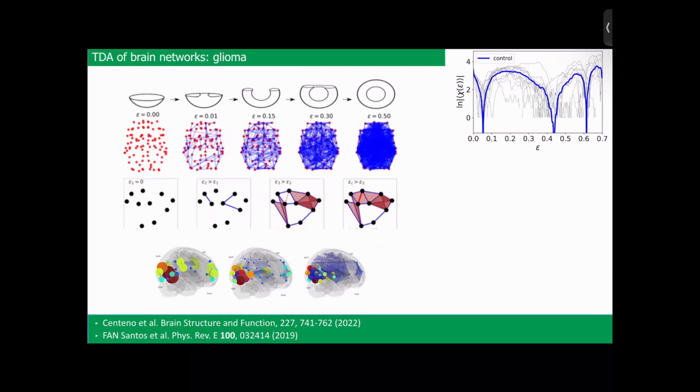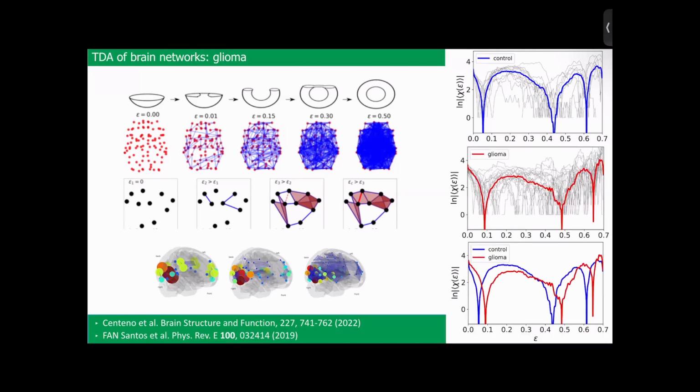Sorry. The black curves are for different individuals. You can see there is a lot of variability in where the topological phase transitions take place. And overall, the average curve is the blue one there. But this can actually be useful, because if we compare this curve for healthy individuals with the one for patients with glioma, we find significant differences, particularly in the location of these phase transitions.